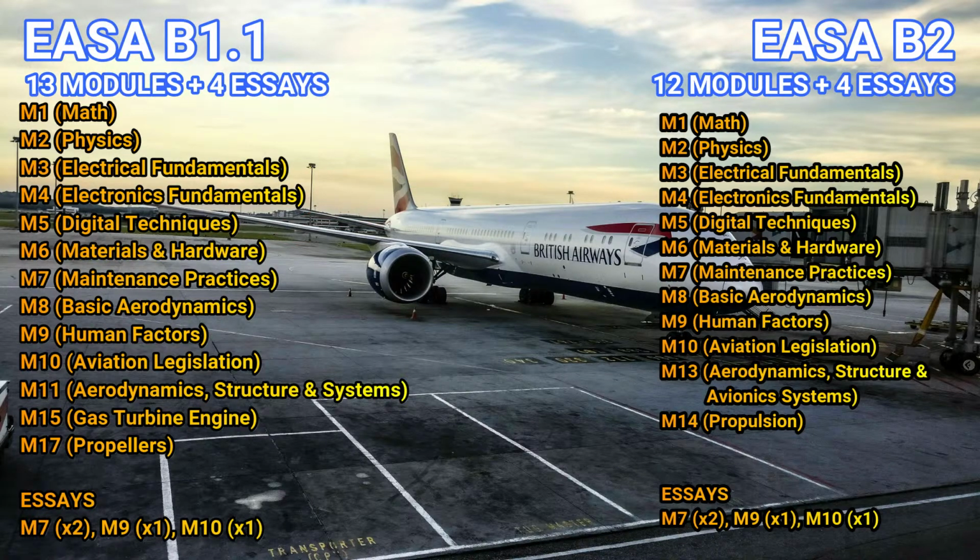The difference in the modules in both categories starts after these 10 modules. Module 11, Aircraft Aerodynamics, Structure and Systems, Module 15, Gas Turbine Engine, and Module 17, Propellers, are for B1.1, while Module 13, Aircraft Aerodynamics, Structure and Avionics Systems, and Module 14, Propulsion, are for B2.